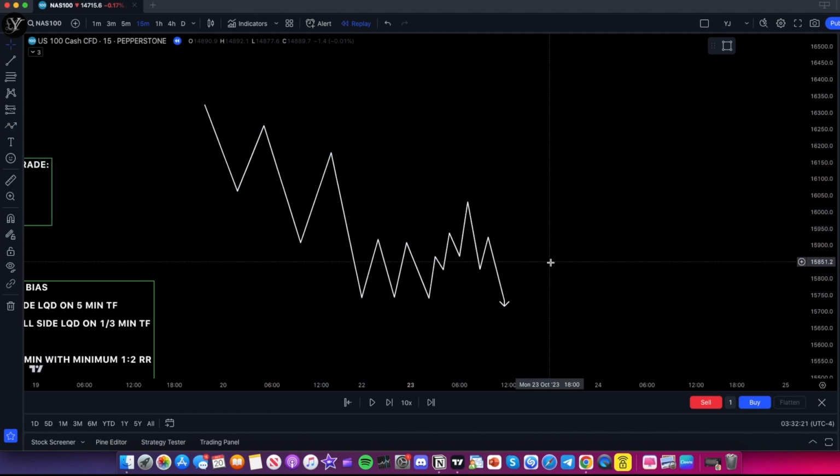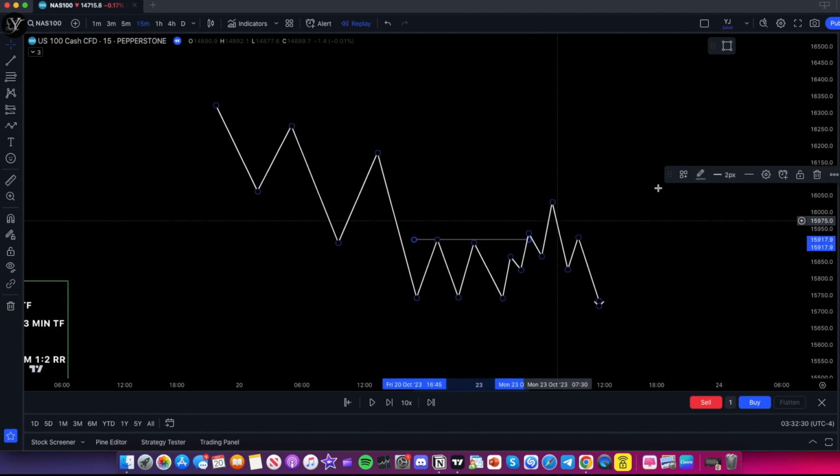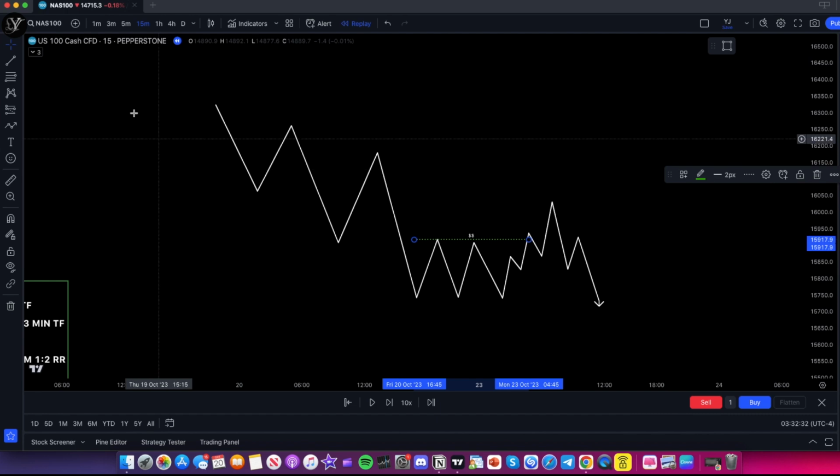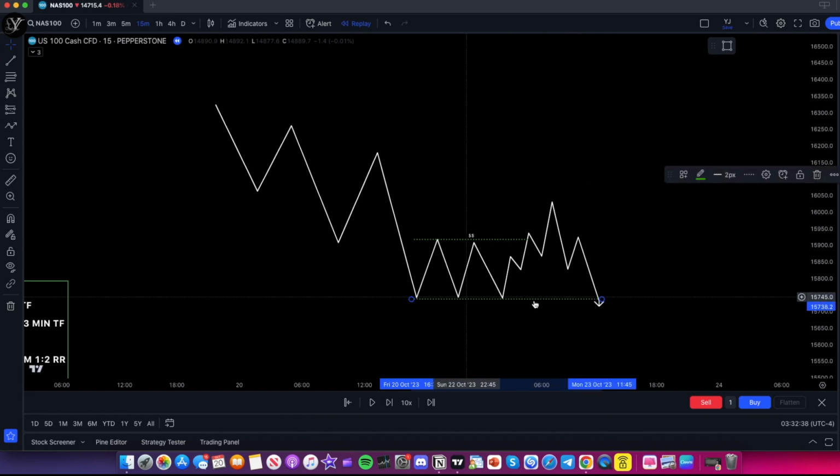So just to give you guys a better understanding, I'm going to mark out our liquidities so we know exactly what we're working with. This is our buy side, and this is our sell side. So sell side is going to be our target. Buy side gets taken out.